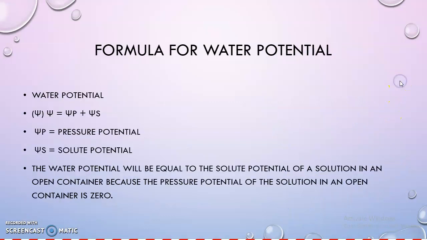So our last formula here is actually for water potential, and it looks super weird and super complicated. You've got psi is equal to psi p, or the pressure potential, plus psi s, and remember psi s will always be negative.